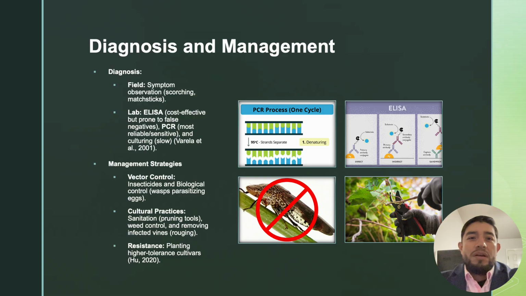Finally, we must consider host resistance. Planting cultivars with higher tolerance to Pierce's disease is crucial. While these plants may still get infected, they hinder the systemic spread of the bacteria, acting as a buffer to protect the rest of the vineyard.